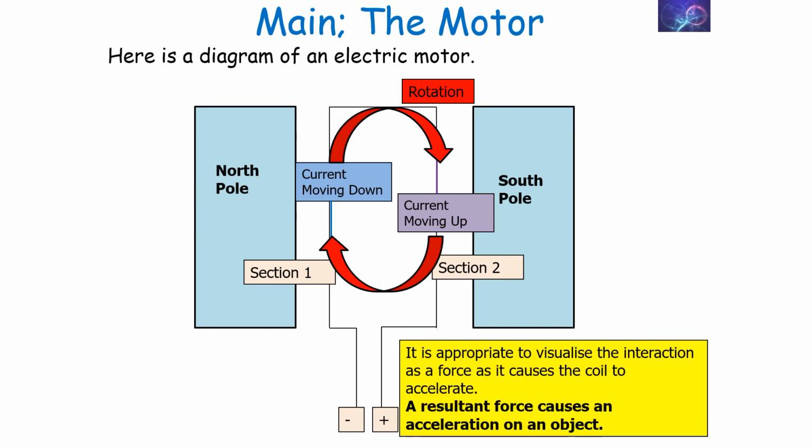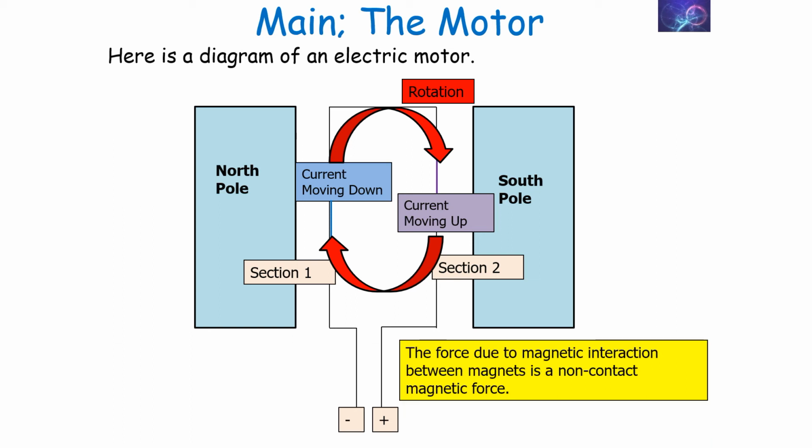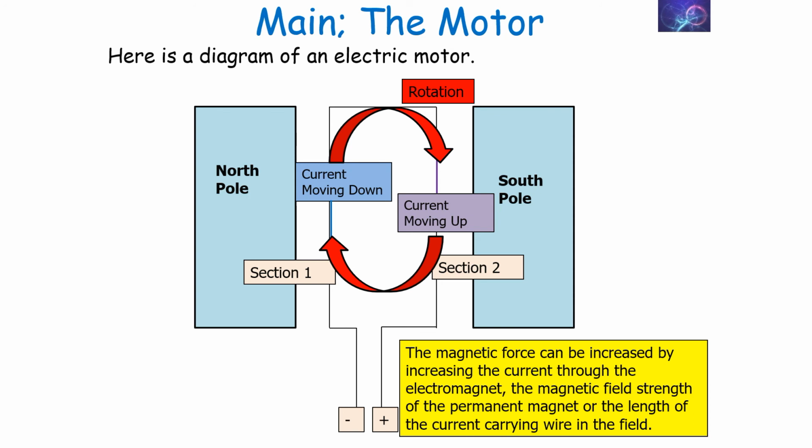So let's just clarify that this repulsive force links to a resultant force on our electromagnet, which will cause an acceleration of our electromagnet. Now, like we said before, section 1 and section 2 experience a magnetic force in opposite directions, which gives our resultant force. Now, please remember the force due to magnetic interaction between the two magnets is a non-contact magnetic force, but this magnetic force produced causes the electromagnet to spin, and that is how we get our motor to spin. Now the larger the magnetic force, the faster the motor will spin. Now it's important to note that the magnetic force can be increased by increasing the current through the electromagnet, increasing the magnetic field strength of the permanent magnet, or increasing the length of the current carrying wire in the field.